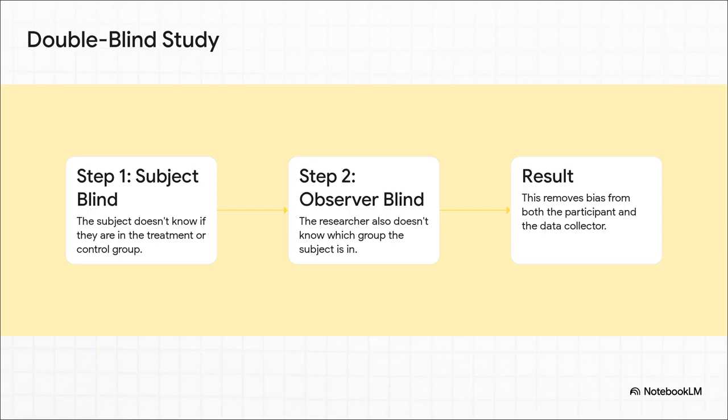But we can take this a huge step further to what is often called the gold standard of research design, and that is the double-blind study. In this setup, two different groups are kept in the dark. First, the patient has no idea if they're getting the real treatment or the placebo, and second, and this is key, the doctor or researcher observing them also doesn't know.